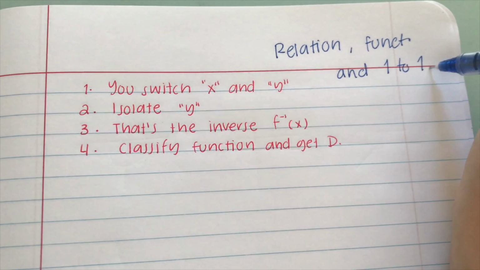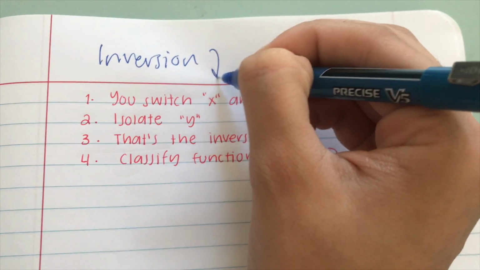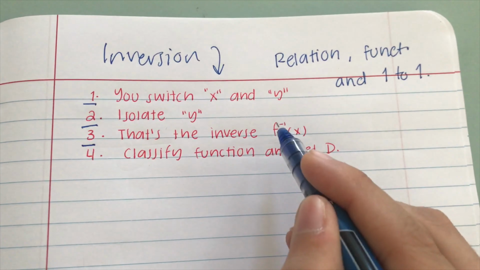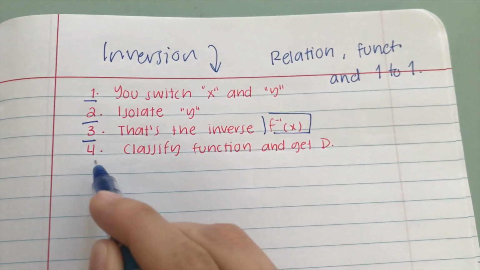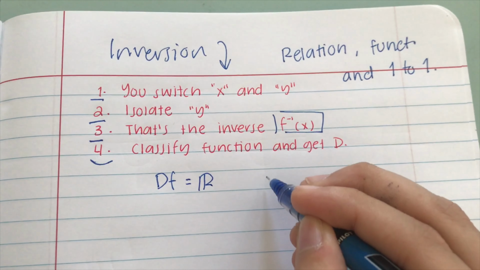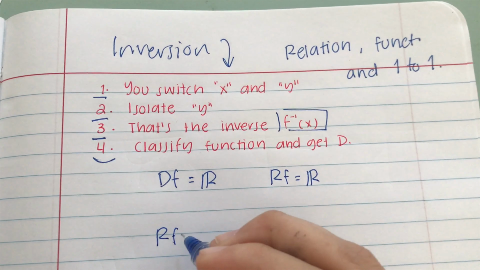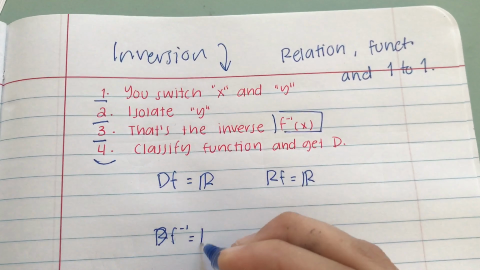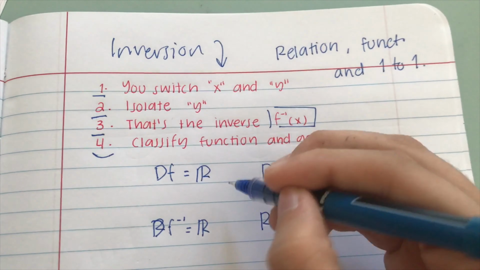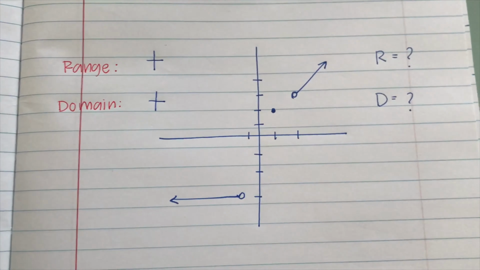But if you want to get a range, you got to inverse your function. So to inverse it, first you gotta switch x and y, then isolate y, and you get the inverse. And finally, you classify the function and get the domain. But once you get a domain, there's no formula to get a range, so you gotta follow this little sketch. And first, you draw this, and then you only follow what it says, and you get the range.